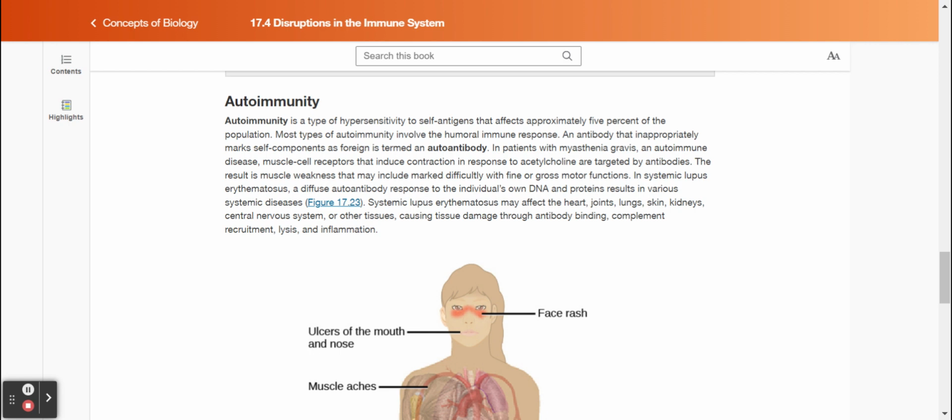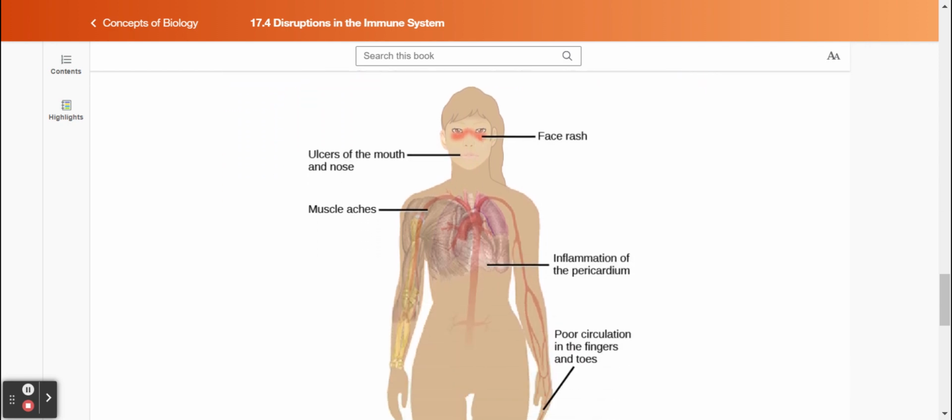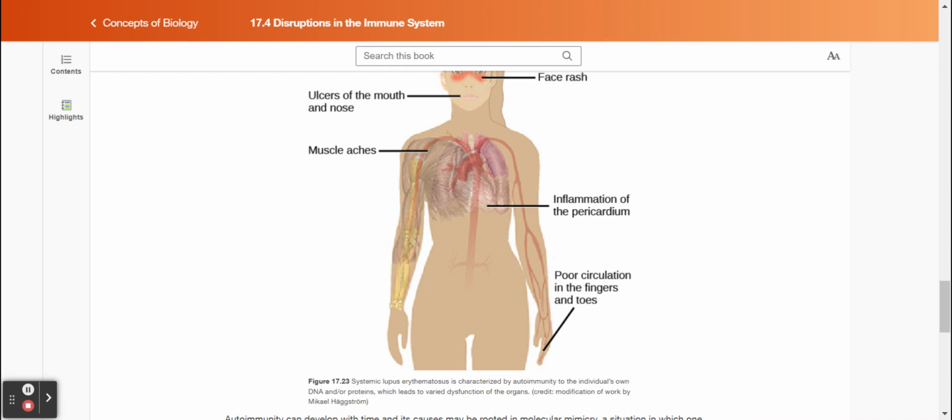In systemic lupus erythematosus, a diffused autoantibody response to the individual's own DNA and proteins results in various systemic diseases. Systemic lupus erythematosus may affect the heart, joints, lungs, skin, kidneys, central nervous system, or other tissues, causing tissue damage through antibody binding, complement recruitment, lysis, and inflammation. Figure 17.23. Systemic lupus erythematosus is characterized by autoimmunity to the individual's own DNA and/or proteins, which leads to varied dysfunction of the organs.